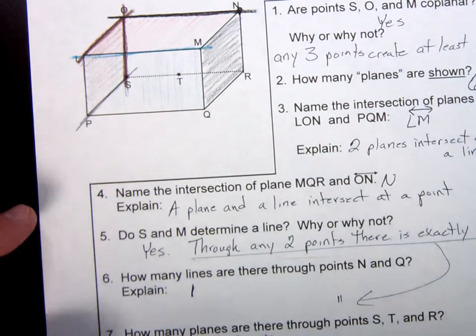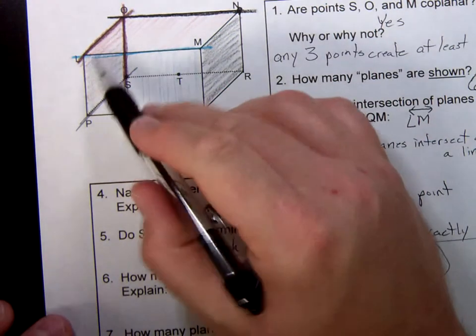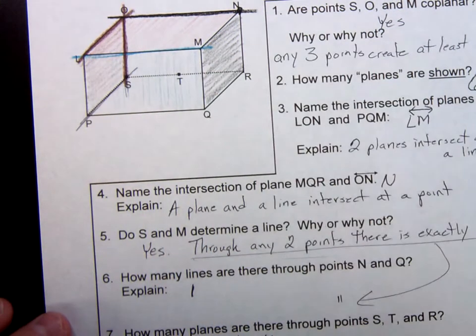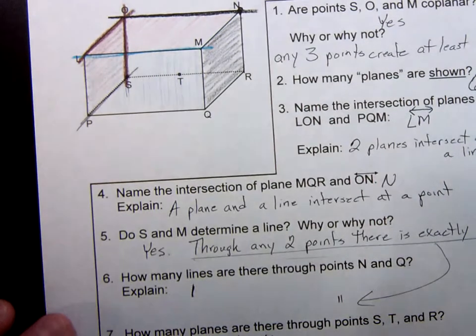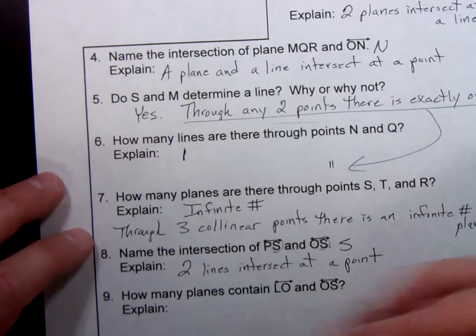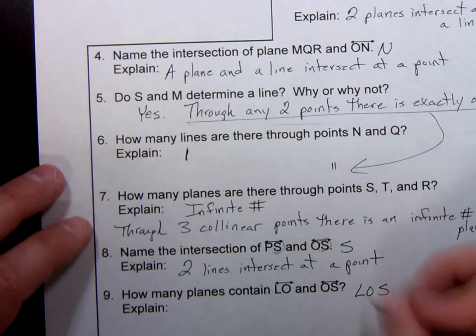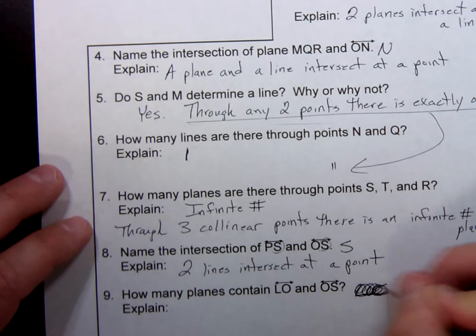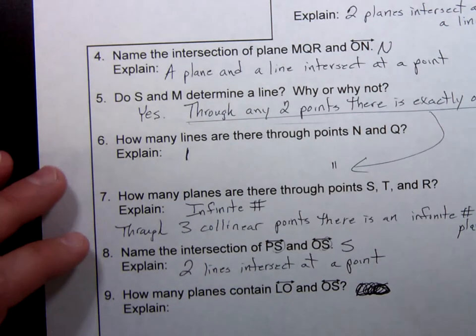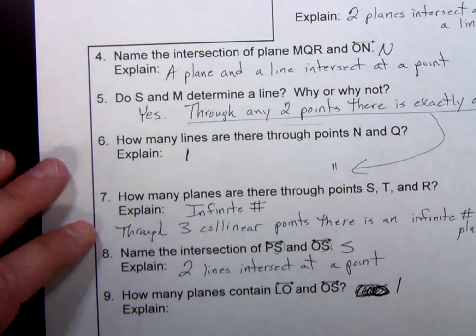So let's name that plane. Now remember, when you name a plane, you need 3 points. We have 4 points. So you pick any 3 of those 4, and you can put them in any order you want. I'm just going to say plane LOS, but that's not the only way to name it. Oh, it says how many planes. Oh, I'm sorry. That's the name of the plane. But that is the only one. So the answer here, how many planes, is just one. One plane. Sorry about that.